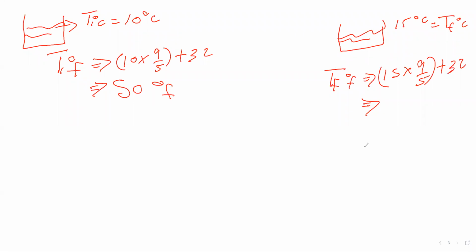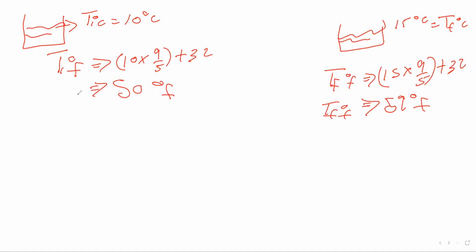Yes, sir. Good. And what's that equal to? 59 degrees Fahrenheit. 59? Yes, sir. 59. Good. So you're gonna be 3 times 9 plus 32, 59. Okay. 59 degrees Fahrenheit. Now, this is gonna be our T final in degrees Fahrenheit.